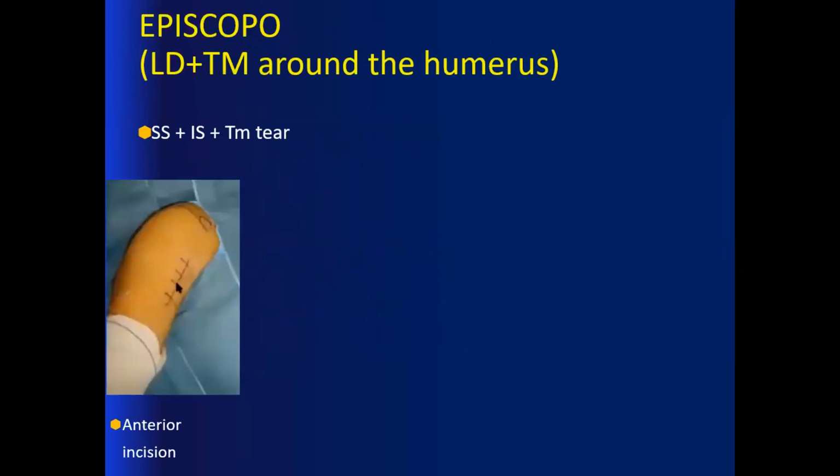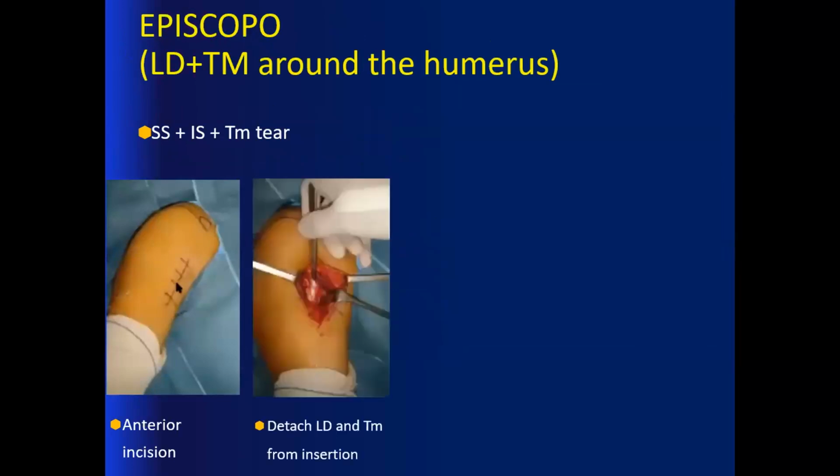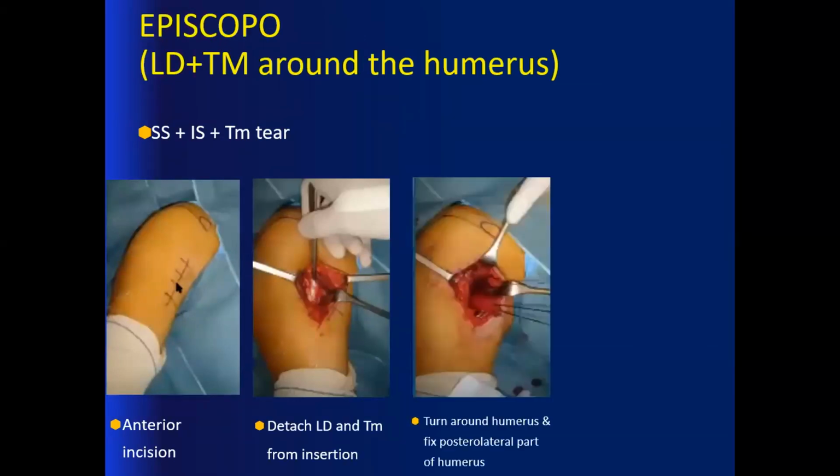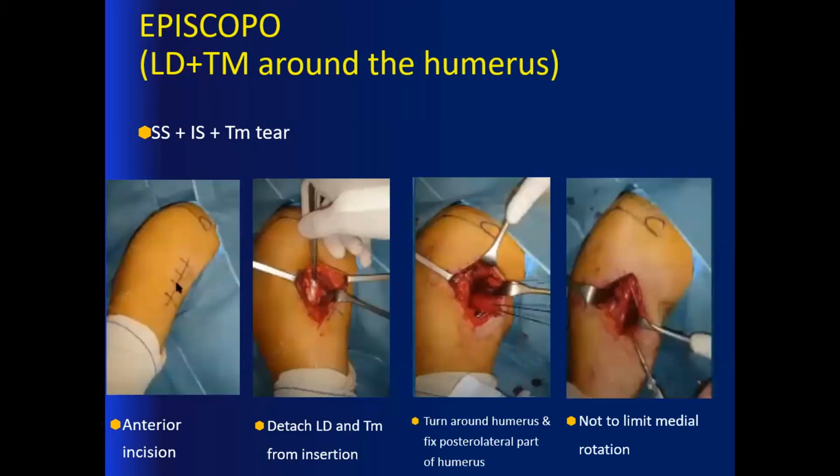So next is the LD with teres major transfer around the humerus. First, we have to make an anterior incision over the humerus. Then we have to detach the latissimus dorsi tendon and also the teres major from the incision. Then we have to turn the tendon around the humerus, and it is fixed to the posterolateral part of the humerus. We have to be cautious enough that we should not limit the internal rotation by tensioning the tendon.